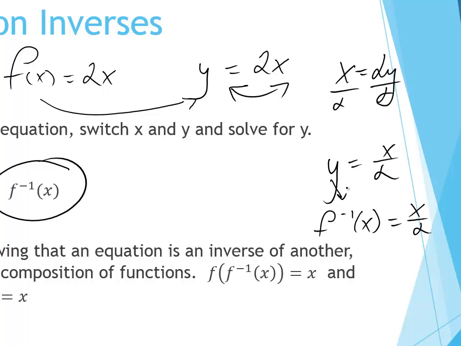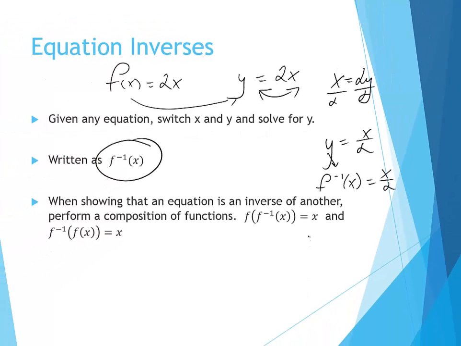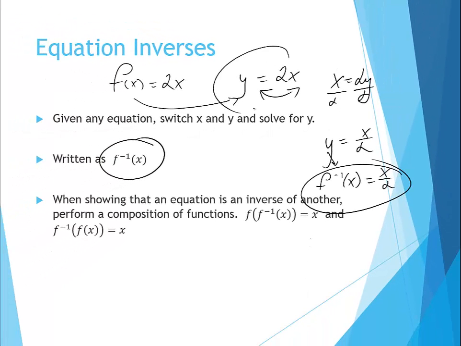So, when showing that an equation is an inverse of another, perform a composition of functions, meaning we substitute the inverse into the actual function, to see if you equal x. If you equal x, it is the inverse. If you don't equal x, it isn't. So, for example, let's use these two here.